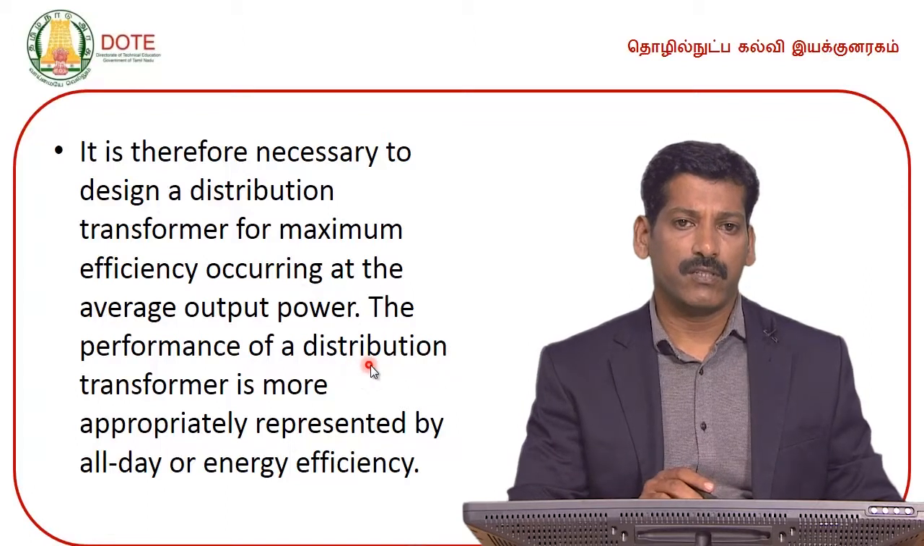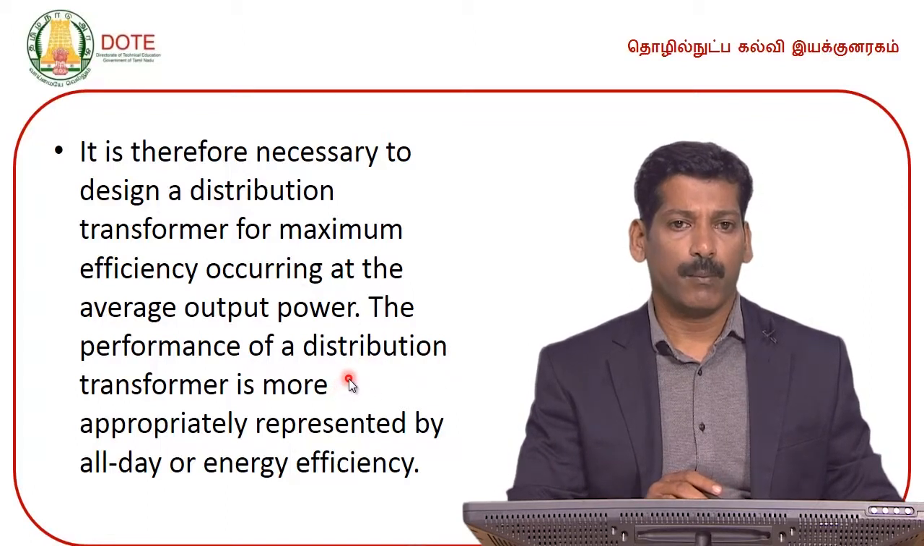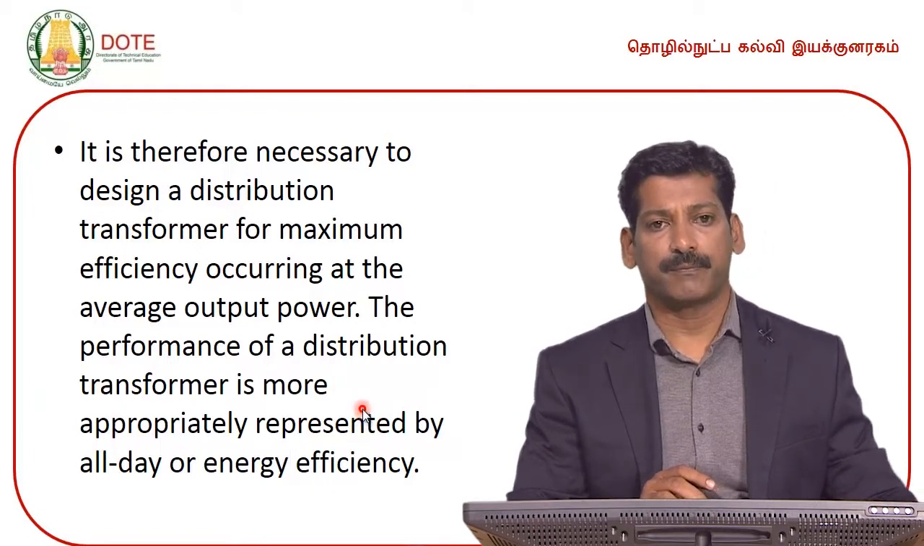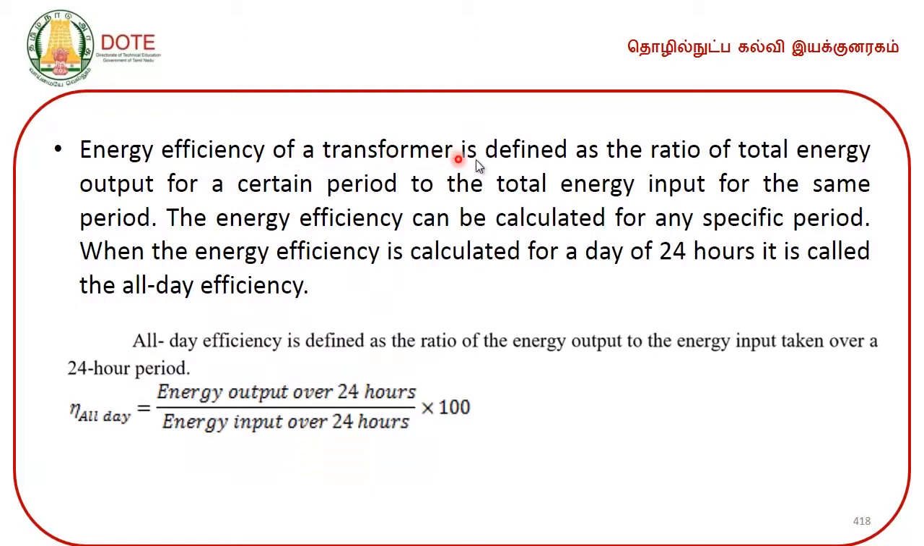The performance of the distribution transformer is more appropriately represented by all day or energy efficiency. The energy efficiency of a transformer is defined as the ratio of total energy output for a certain period to the total energy input for the same period. The energy efficiency can be calculated for any specific period. When the energy efficiency is calculated for a day of 24 hours, it is called the all day efficiency.